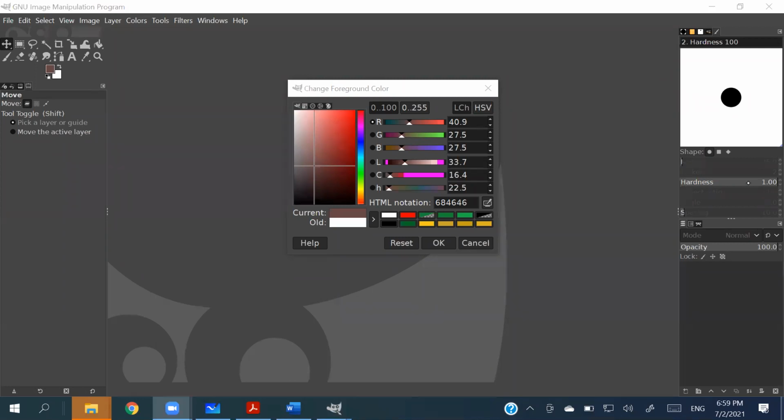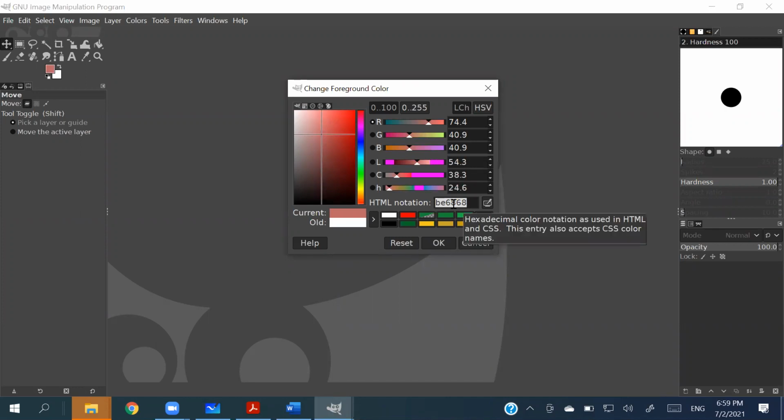And I want you to take your attention to this particular box, which I highlighted in the ash color. See, it has something like BE6868. When I move my mouse pointer there, it says hexadecimal color.